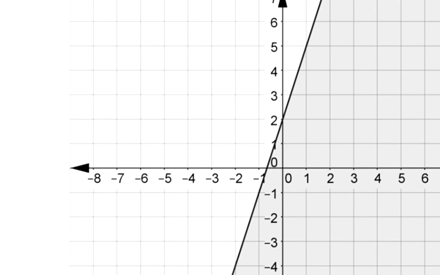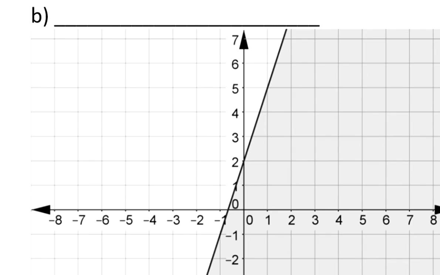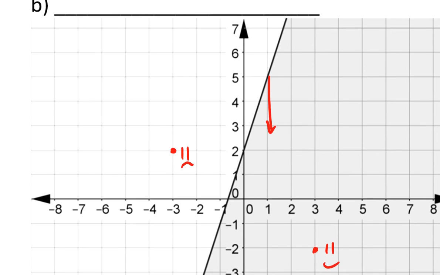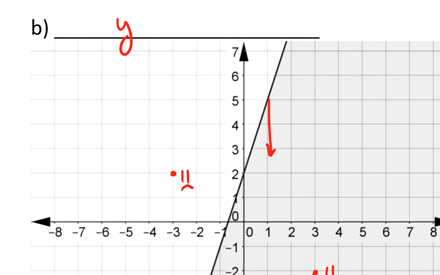Pretty similar. The difference here, though, is this time our boundary line is solid, and you'll notice that we're shading below this boundary line. So since we're shading below this line, we are looking at those points that are y values that are less than or equal to. I've added the or equal to because you can see the boundary line is a solid line. It's not dashed like it was in the previous problem.